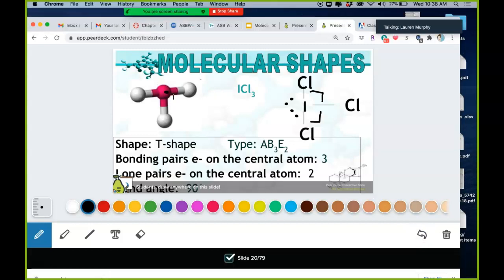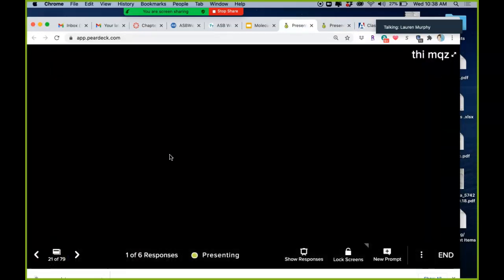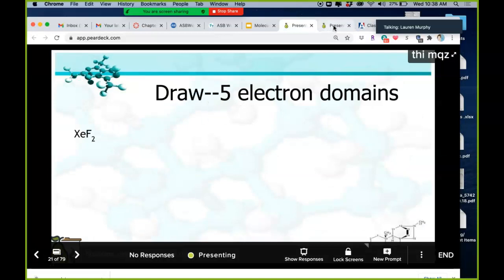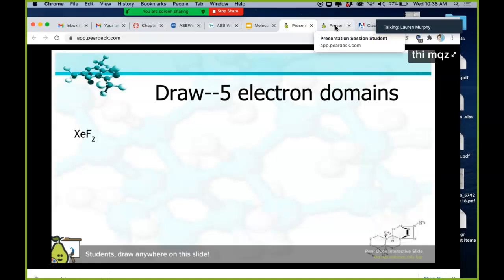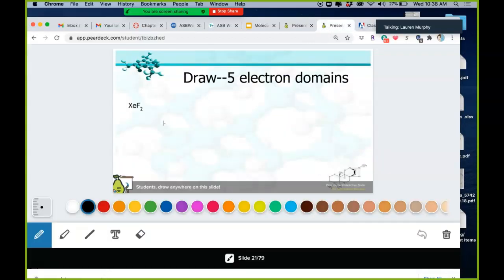So T-shape. And now we're going to rip off one last one. So please draw XeF2. And you're probably thinking, how is a noble gas in a compound? And you will learn that next chapter, why some noble gases have the ability to bond, which you've been told your whole life that they can't, that they're stable and they don't bond, and that is not true.